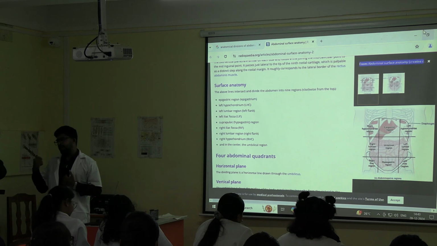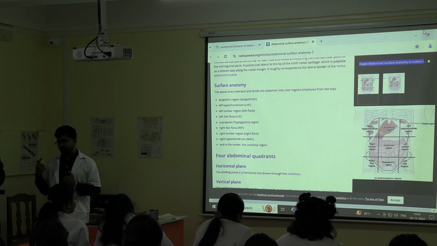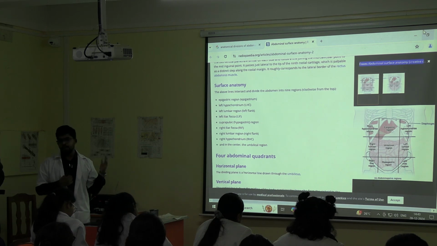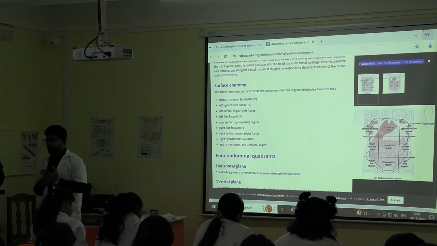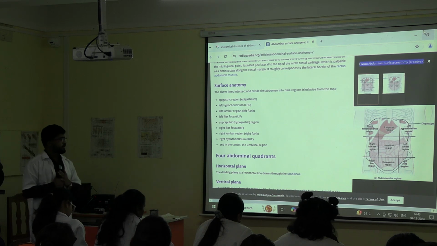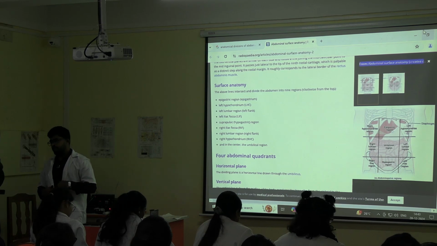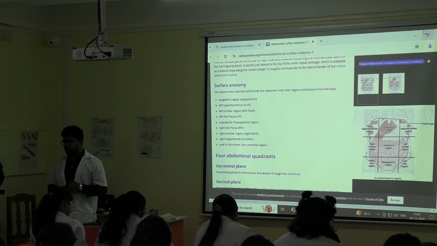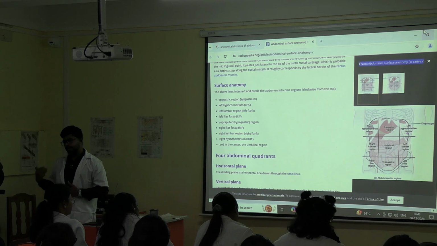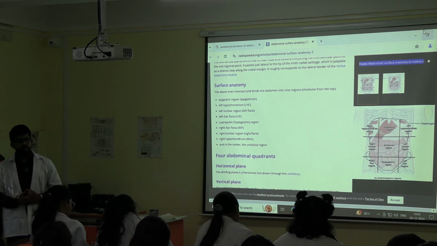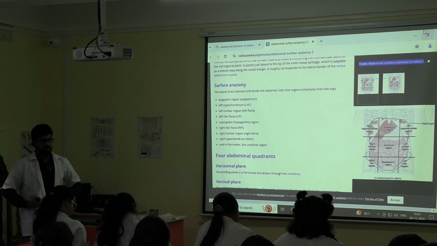On the right side of the epigastric region it's called the right hypochondrium. On the left side of the epigastric region it's called the left hypochondrium. Then below the epigastric region comes the umbilical region. You know there is the presence of the umbilicus. Right of the umbilicus is called the right lumbar region. Left of the umbilicus is called the left lumbar region.